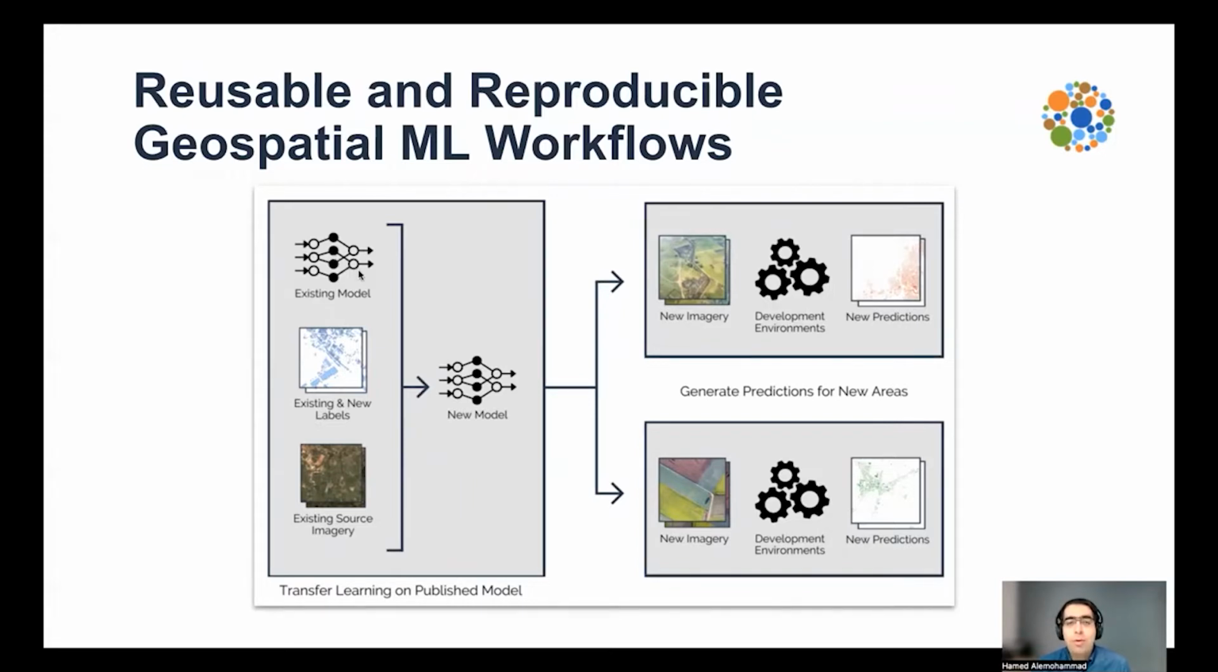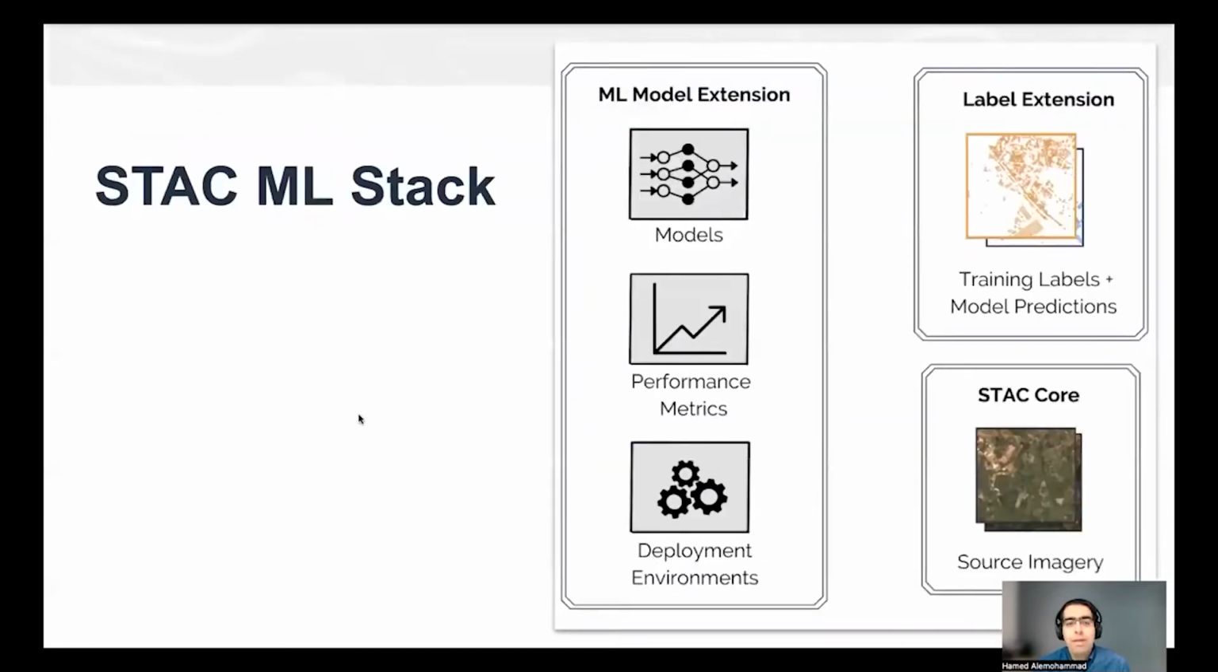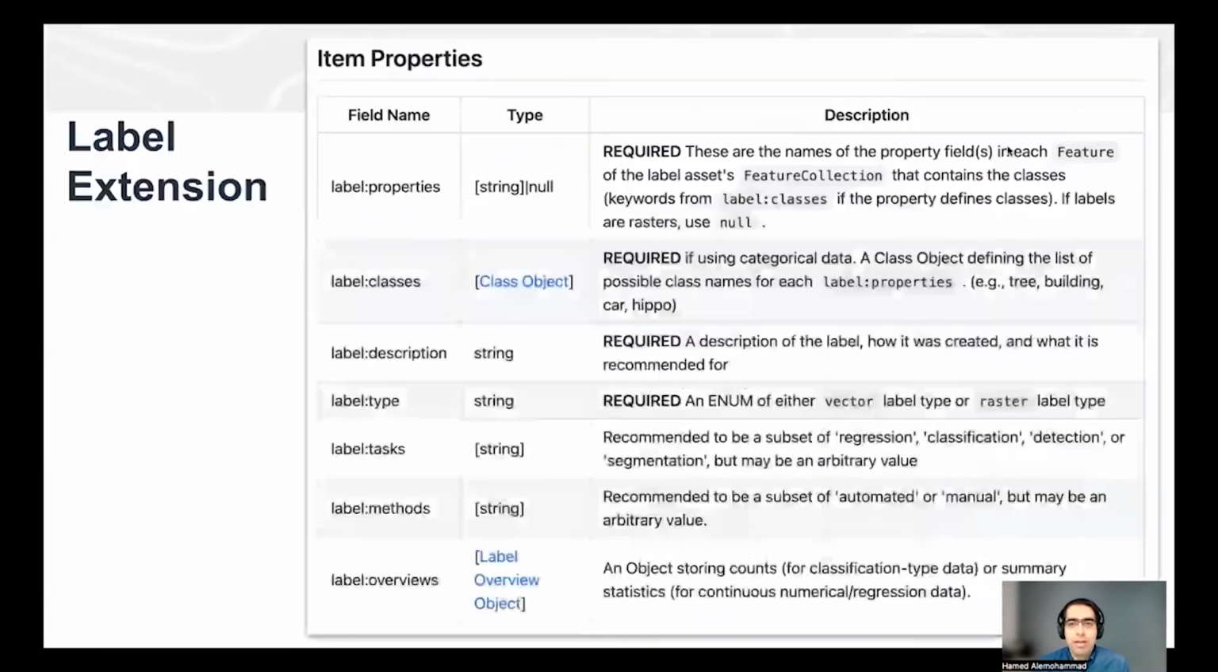To ensure the reusability and reproducibility of workflows, we need to publish the ML models using an inclusive set of metadata and collections, and also enable search and query for those, in addition to the publication of the training data. And today I'm going to talk about a stack of STAC ML extensions, particularly the ML model extension that enables cataloging machine learning models, and the label extension, which is for publication and cataloging of geospatial training data sets.